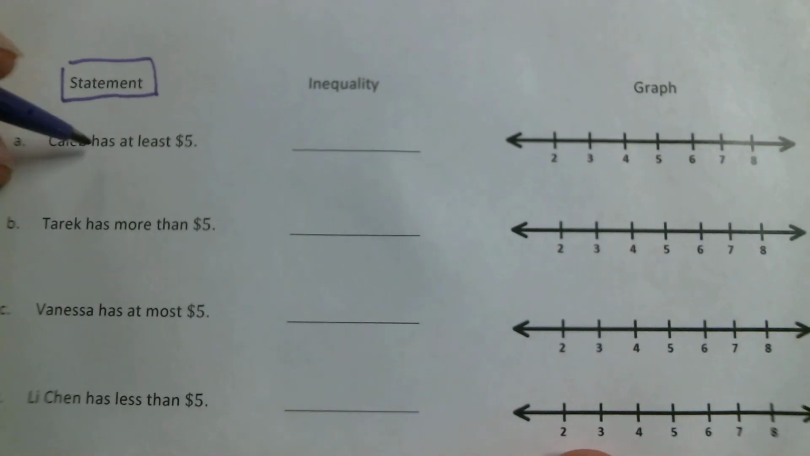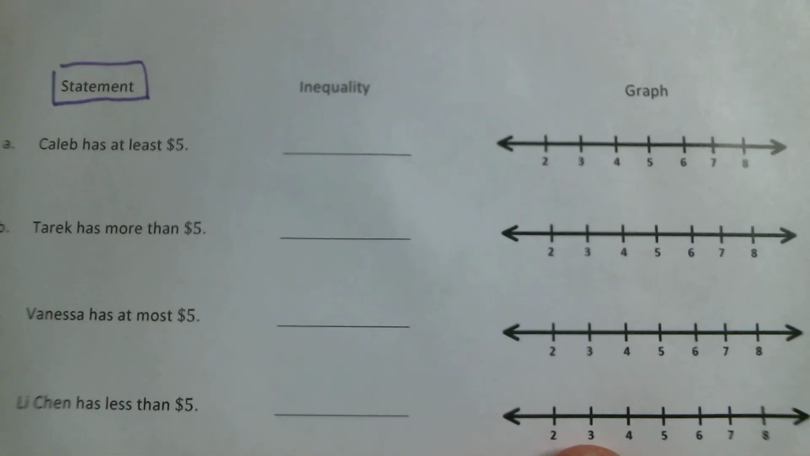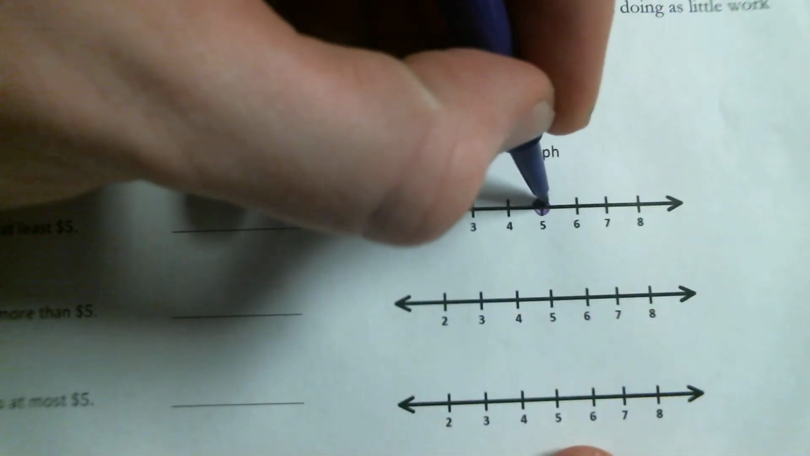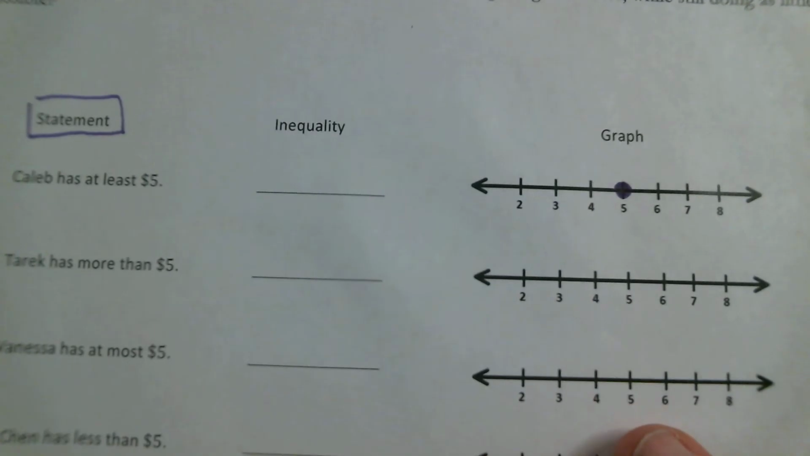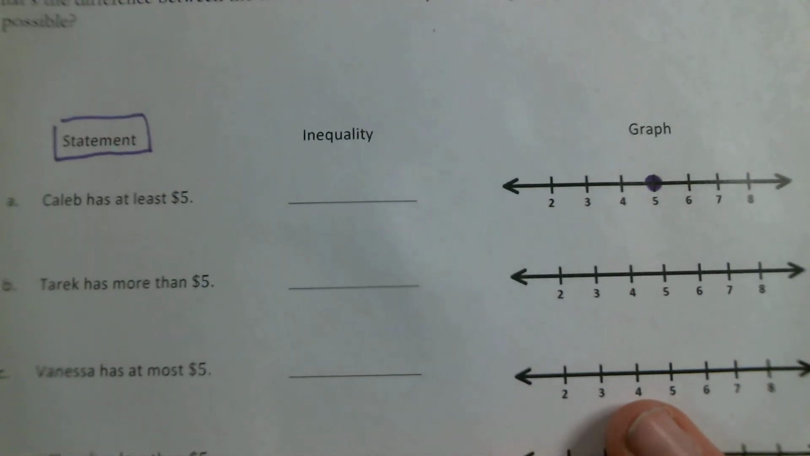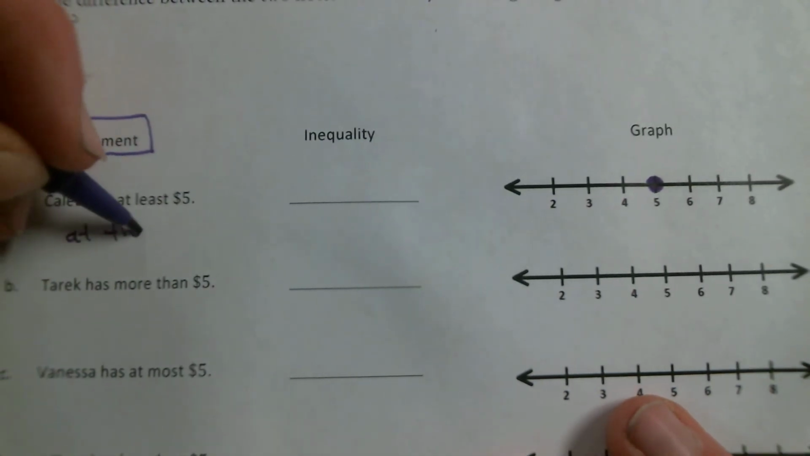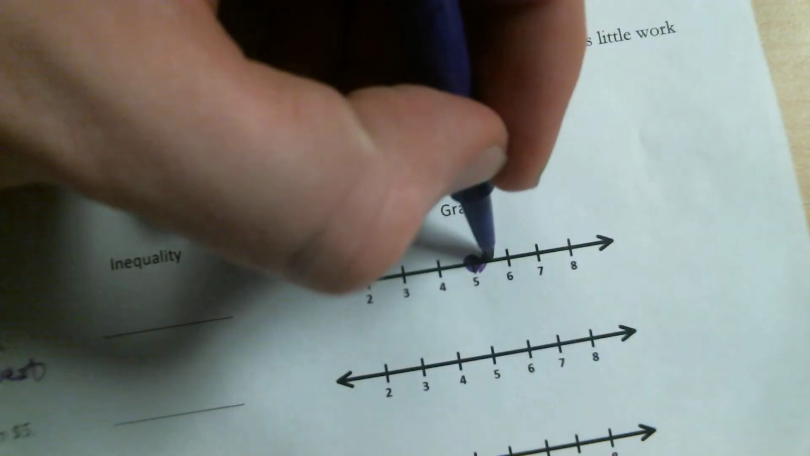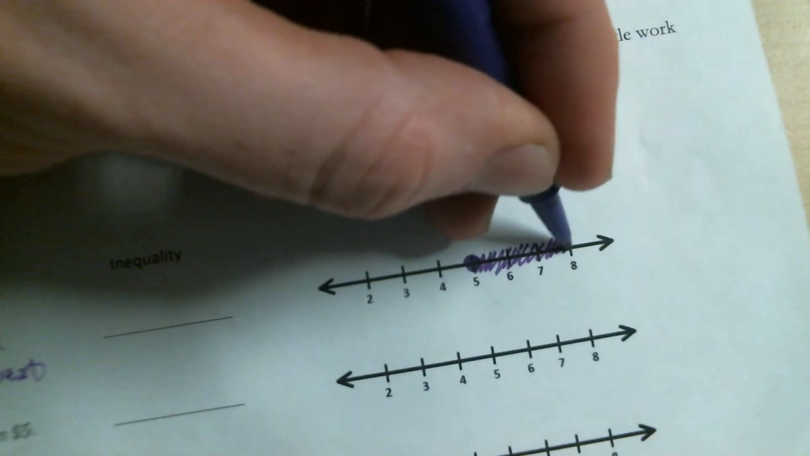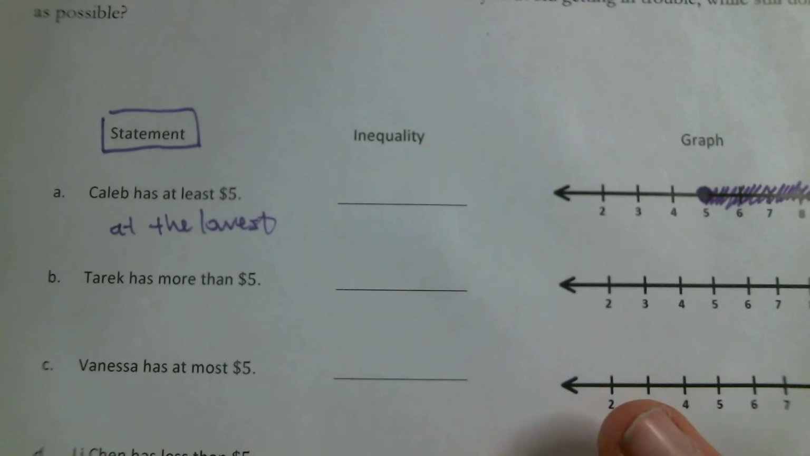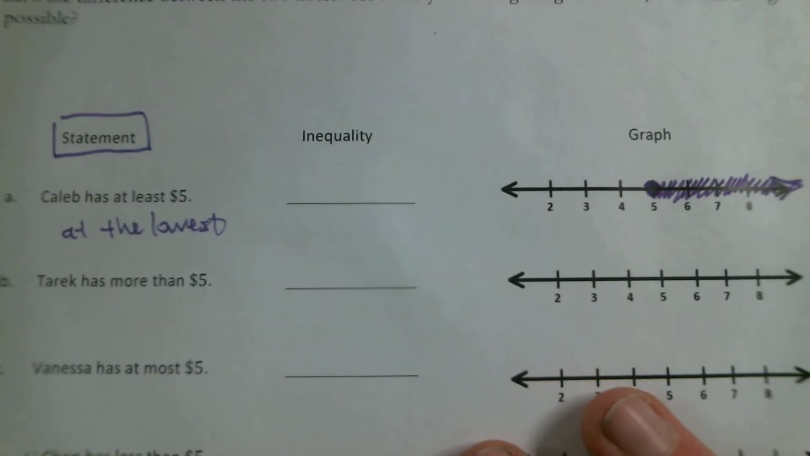So it says Caleb has at least $5. So if he has at least $5, that means that's the smallest amount of money he could have. What other numbers of money could he have? If he has at least $5, he might have $10, he might have $12, but the main idea is at least 5 means at the lowest and least. So that means it's going to include every number to the right of 5. He might even have $100 for all we know. All we know is he has at least $5.